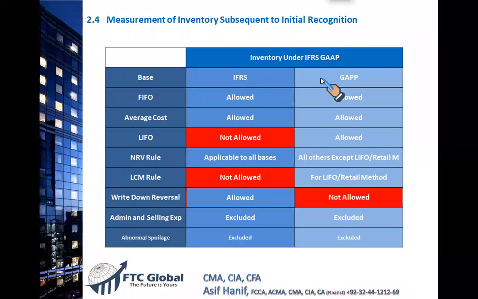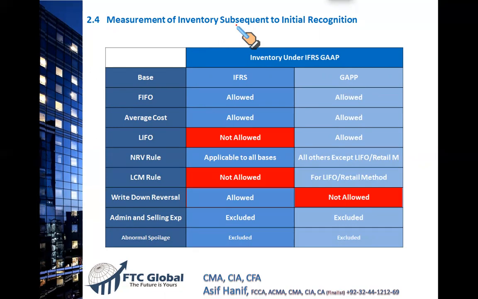All right, so now the next topic we have is measurement of inventory subsequent to initial recognition. When you say initial recognition, that means we would have already recorded our inventory using the FIFO cost flow or LIFO cost flow or average cost method, or maybe the specific identification method. Once the inventory has been initially recognized, what do we do subsequently when the inventory value falls?